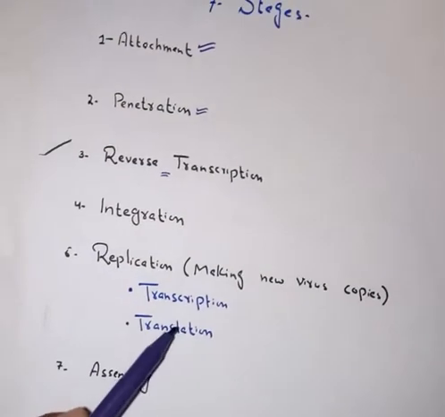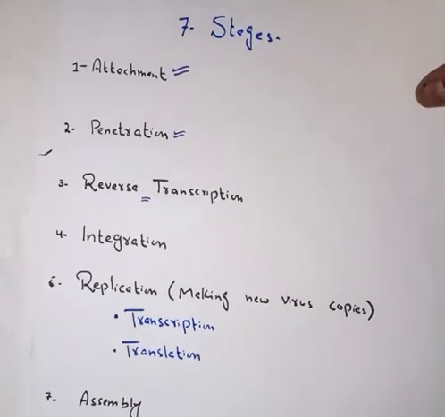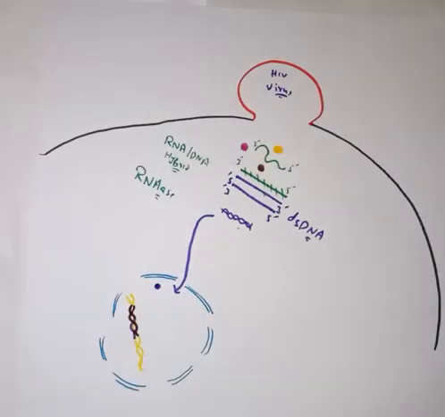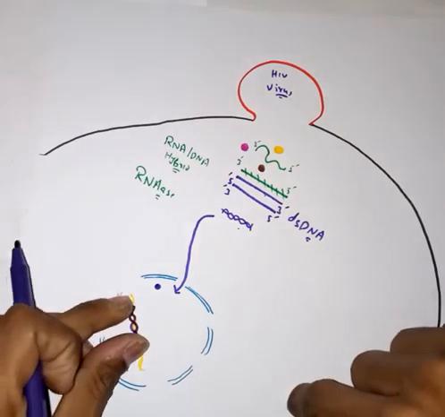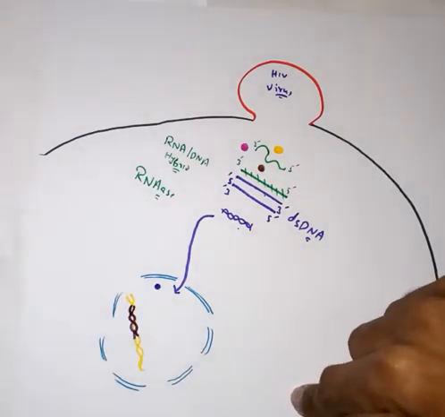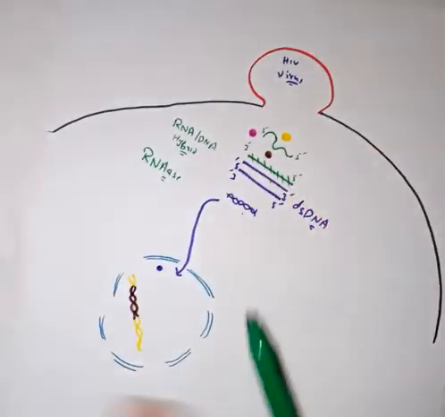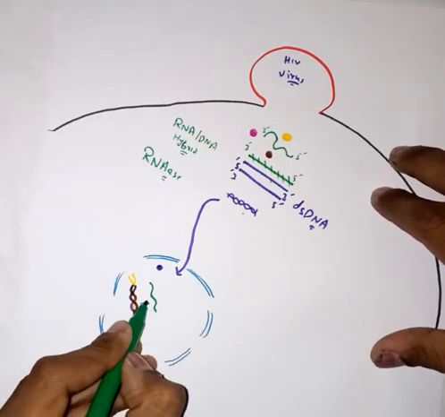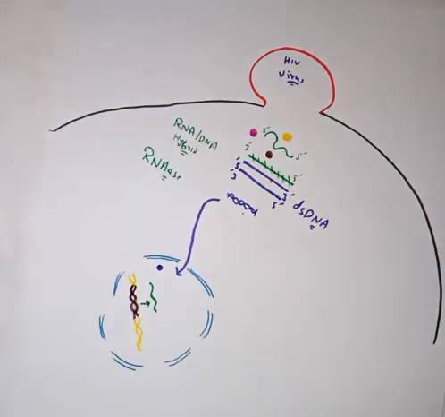The next stage is replication or making copies of the HIV virus. For making copies, two stages, transcription and translation, will play a very important role. Let's see how. Now, once the transcription of this DNA takes place by using normal host enzymes, this gene, this DNA will also get transcribed, and from this an RNA will be formed. After the transcription, RNA will be formed.